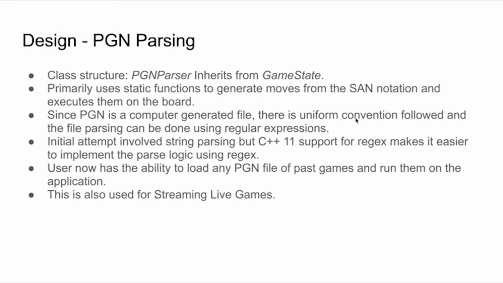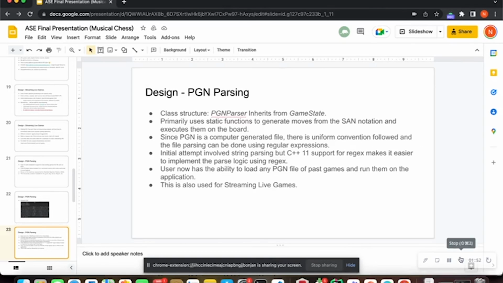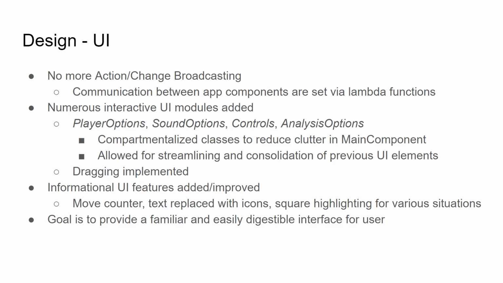So the UI underwent a pretty massive overhaul since the midterm. One of the back-end things that's quite fundamental to how everything works together is that we no longer use Juice action or change broadcasters. Instead, we set Lambda functions for our app components, and they communicate through those.